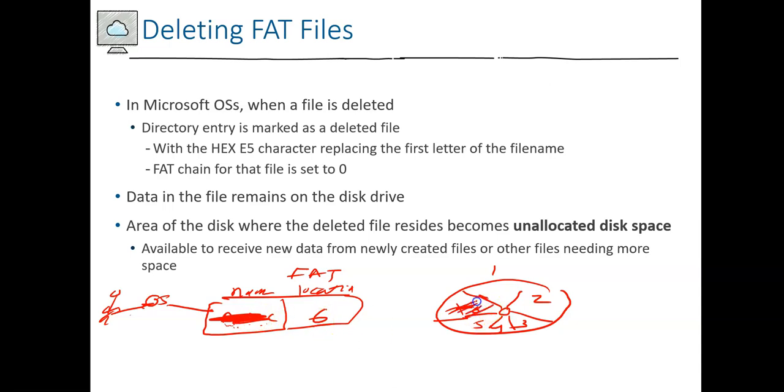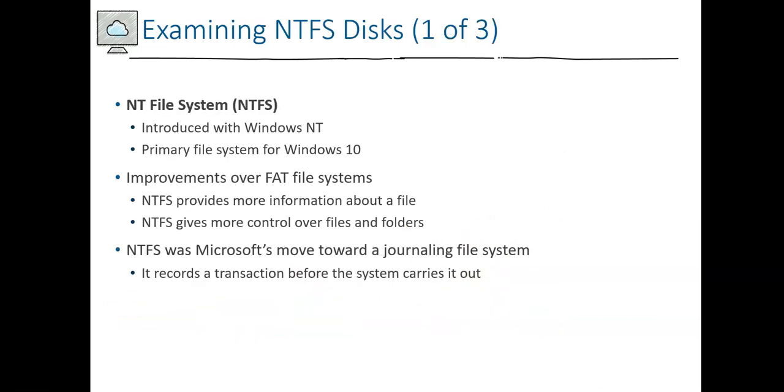But the file still exists. The file will exist until we overwrite it. The operating system will not go and delete the data. The data will exist, but the space will be marked as unallocated. Unallocated meaning the name was deleted.